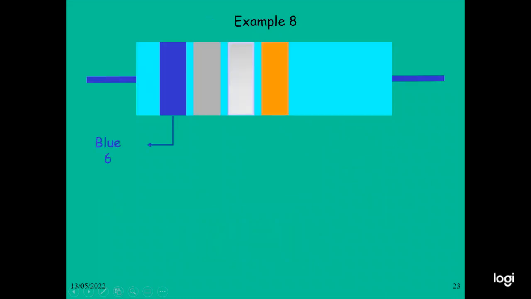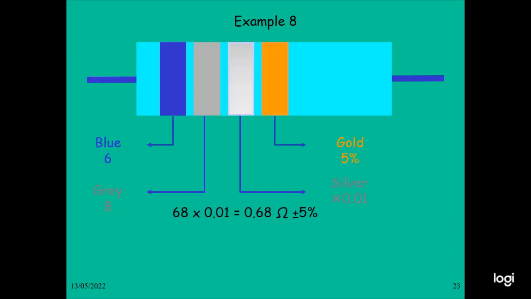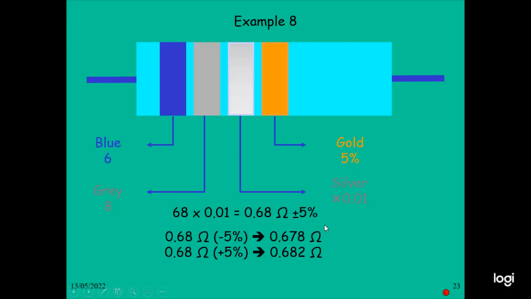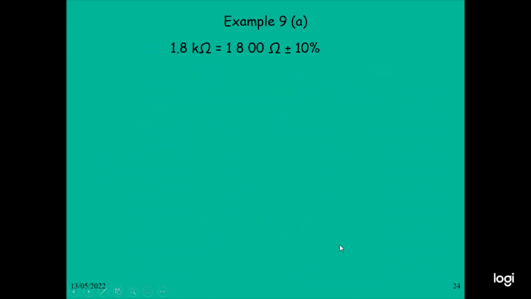Here the first one is blue, second one gray, 8, third one is silver, 0.01, and the final one is gold, 5%. So in this case, you receive 68 times 0.01, which is 0.68 ohm, plus or minus 5%. So with plus 5% or minus 5%, your result will be 0.678 or 0.682. And also 18 kilo ohms is 1,800 ohm plus or minus 10%.